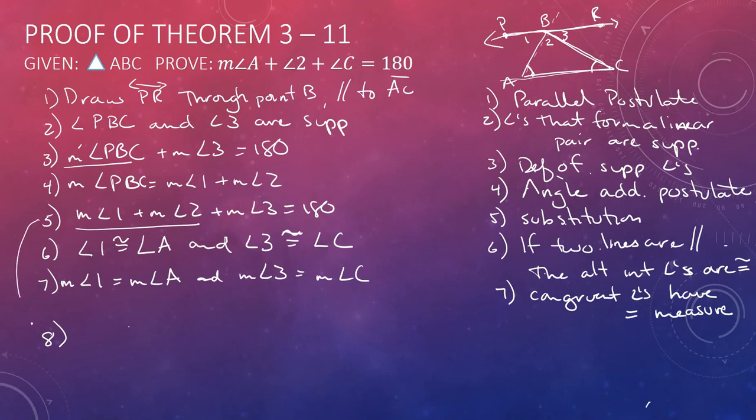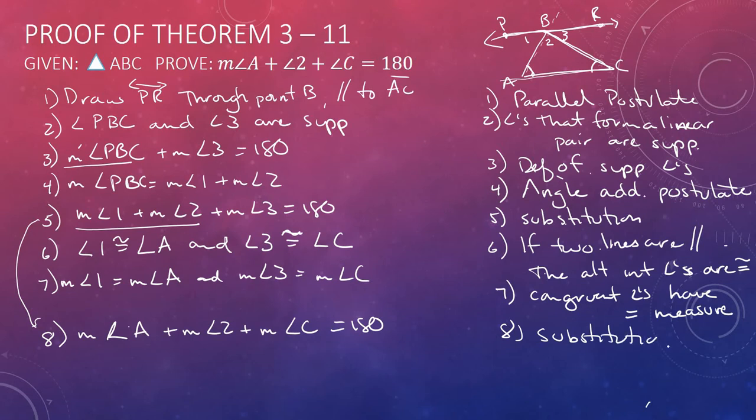Back into this line, and I'm going to say the measure of angle A plus the measure of angle 2 plus the measure of angle C equals 180. And that's what I had to prove. So that's substitution.